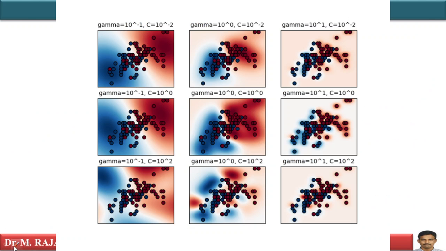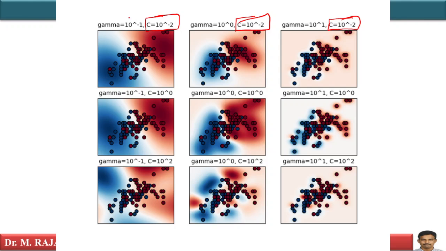Suppose I have C here, let me analyze this. C is the same for the first three. What is my C value? This is 10 power minus 2. Here also 10 power minus 2. Here also, what is my C value? 10 power minus 2. Therefore, I can say C is the same for the first three diagrams. Here only gamma is changing.